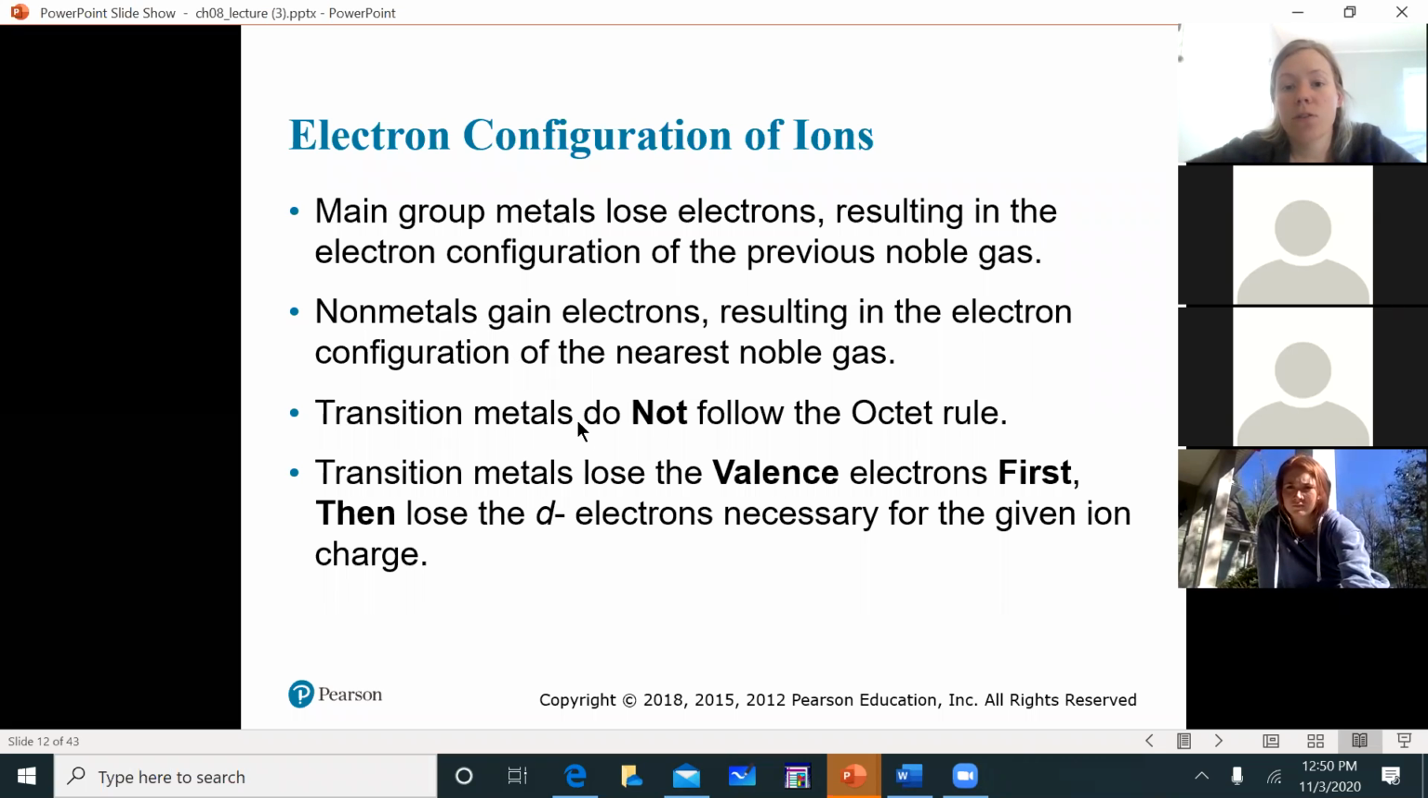Note that the transition metals do not follow the octet rule, so they're not necessarily trying to get to the configuration of a noble gas. We're not going to spend a whole lot of time on transition metals, okay? We're going to be spending more time on main group elements and then just nonmetals. So don't stress too much about transition metals.